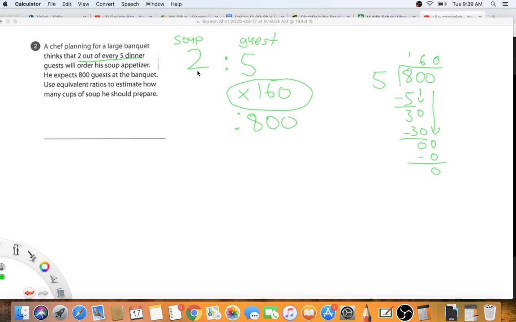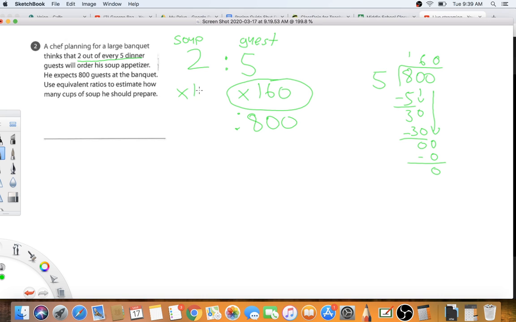Now, in order to figure out how much soup he has to make, if he says every 5 guests, 2 are going to order soup, how many for 800? We need to do the same trick: we multiply one side by 160, so we need to do it to the other side. When we do this, 0 times 2 is 0. 2 times 6 is 12. Carry the 1. 2 times 1 is 2, plus 1 more is 3. Or 160 twice is 320. Anyway, that means he should make 320 cups of soup.